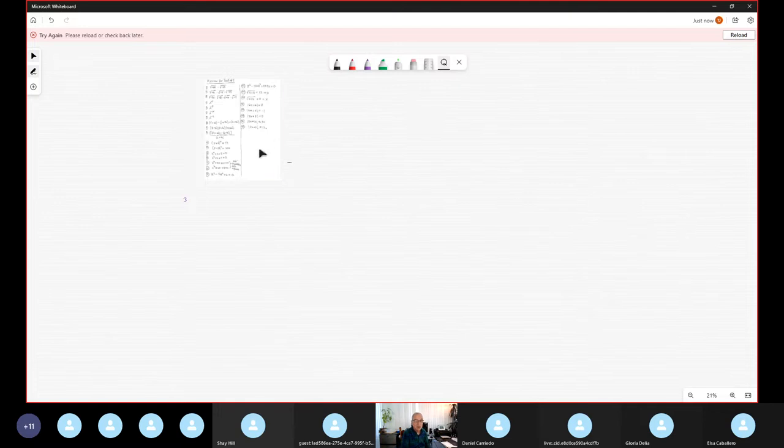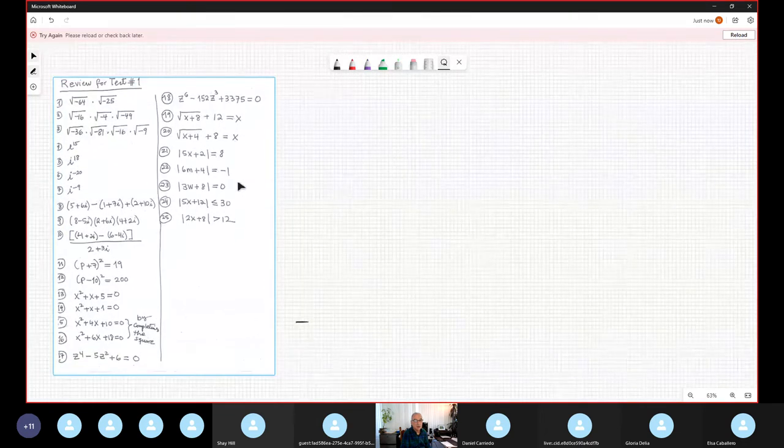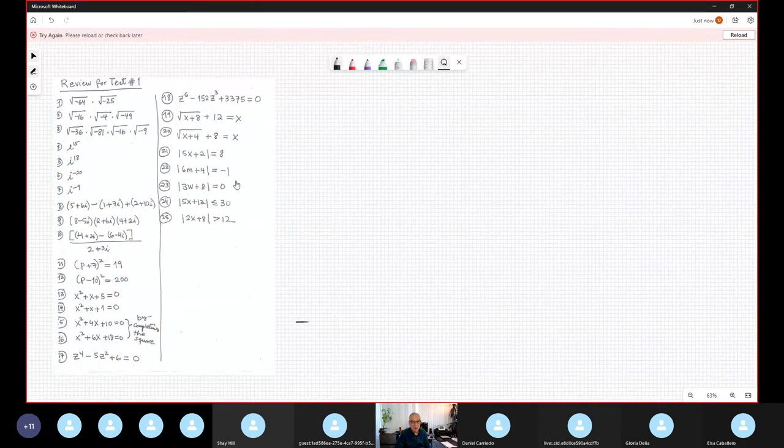No mistake. Okay, let's move on to the easy part. Radical equation. We have two radical equations, and the rest is super easy. The absolute value is super easy. Suppose this number 19 is: square root of x plus 8, plus 12, equals x. I promise you will see one question like that on the test. Be careful with this equation because you need to check it. Mandatory checking. If I don't see checking, zero for you.